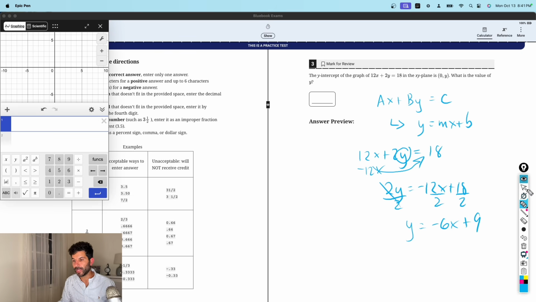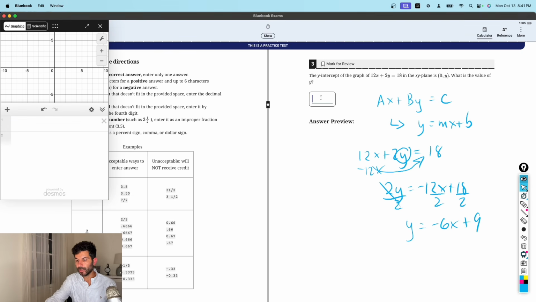I'm looking for the y-intercept, so 9 is going to be my answer. I will put that in, and that is the solution to that one.